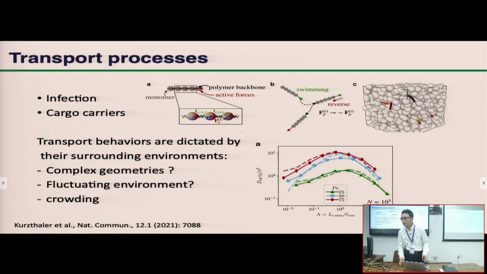Sorry, what is happening in reverse? Oh, that's a rule of the swimmer. It swims in this direction for a while, and then it's going to swim in the opposite direction. That's a computational model. You can do that in simulations. It's not a real experiment. Ask these guys, I didn't do this work, okay?